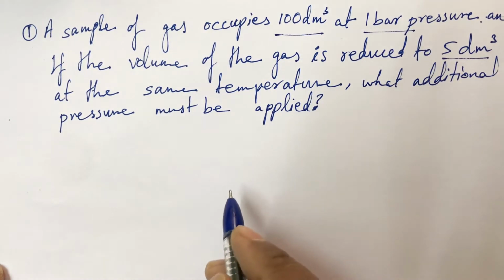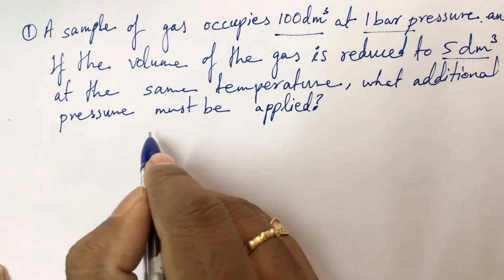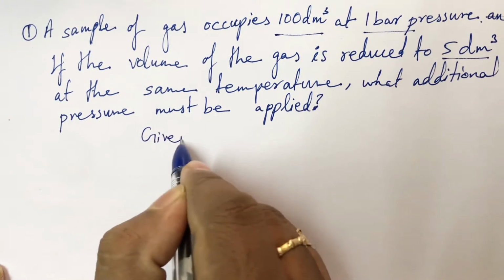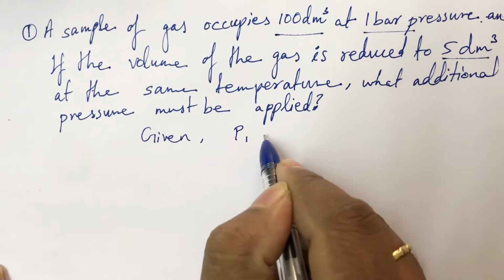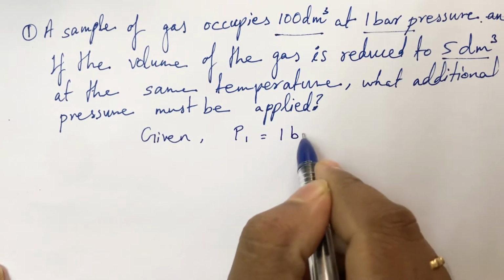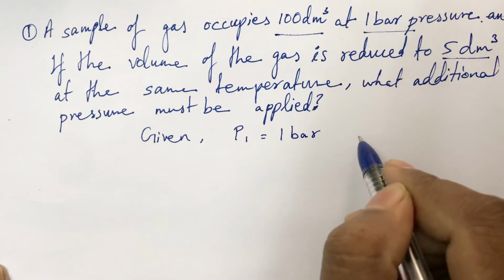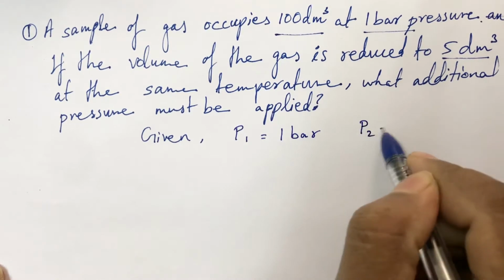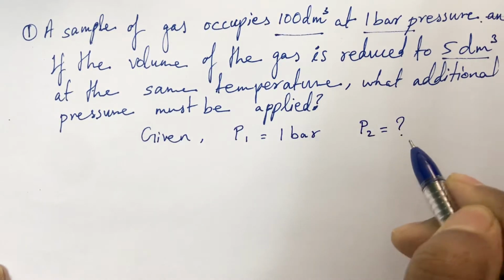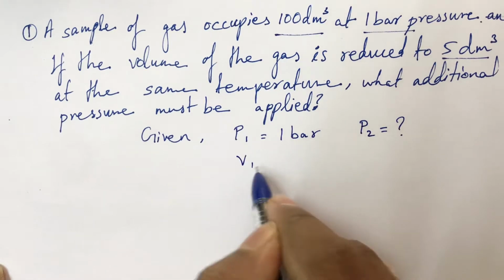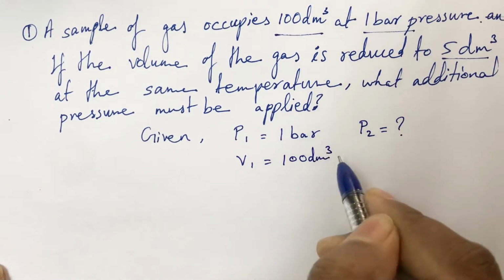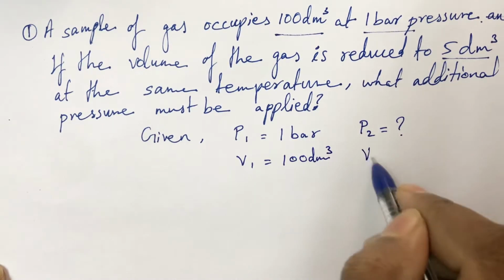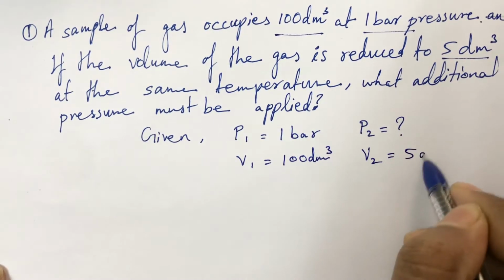So here let me write the given data. What are the things given? We have P1, the pressure in the beginning, it is 1 bar, and P2 we do not know, so let us put a question mark. V1 is 100 dm cube, and V2 we have 5 dm cube.